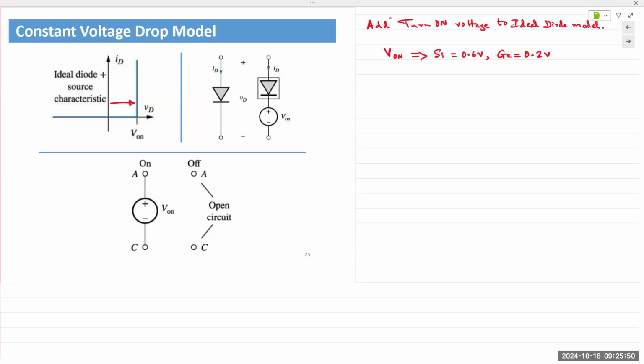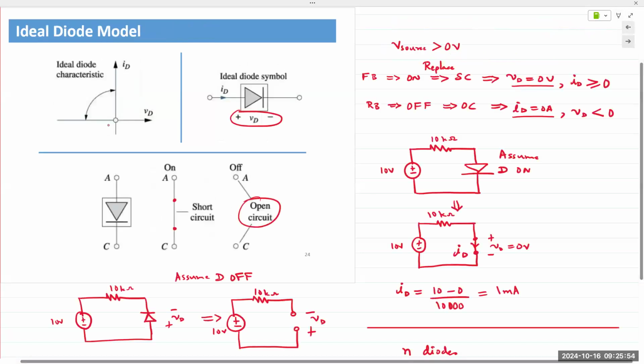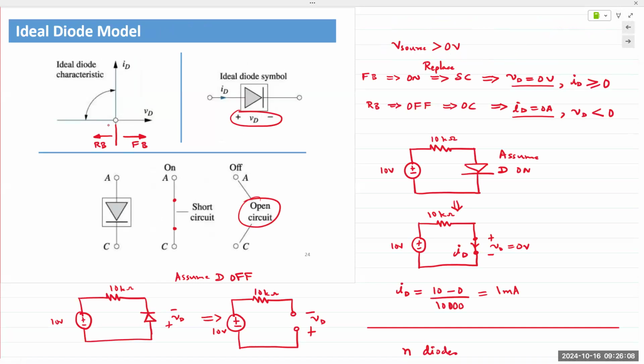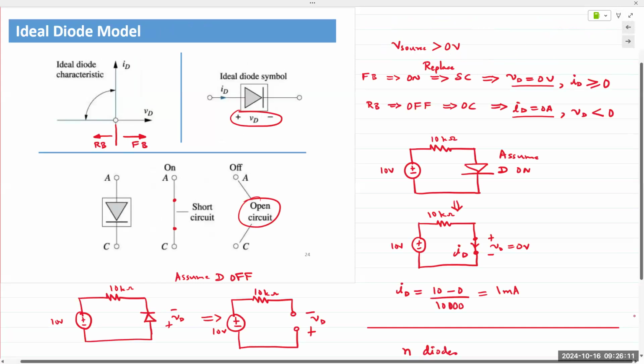Oh, there's one more point to mention about the ideal diode model, which is that we are breaking up the non-linear characteristic into pieces. Forward bias and reverse bias are now two linear pieces. And so this technique is also known as piecewise linear.